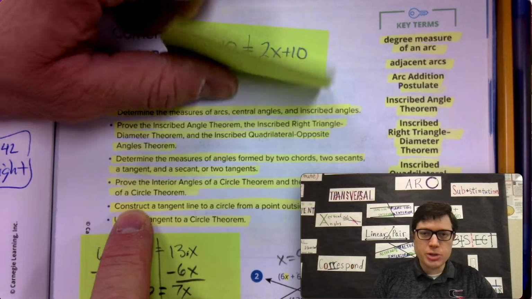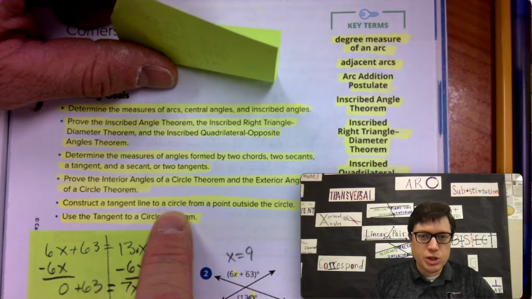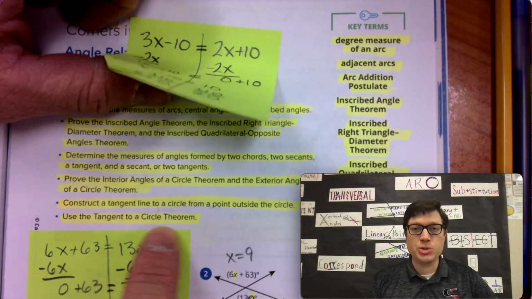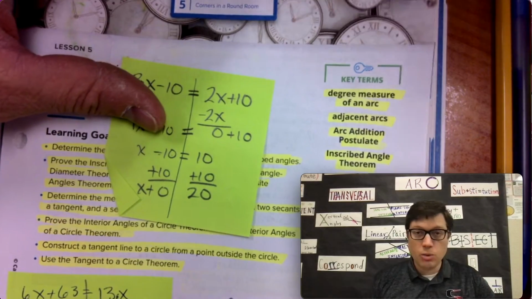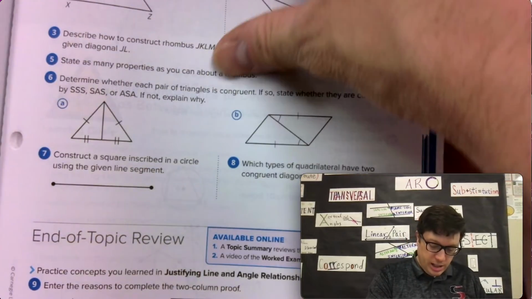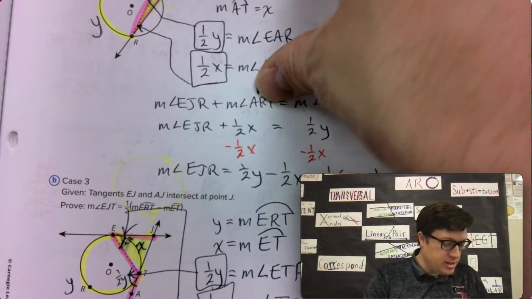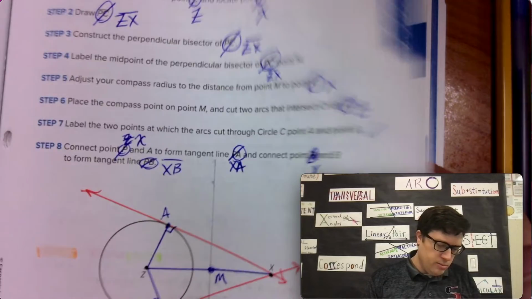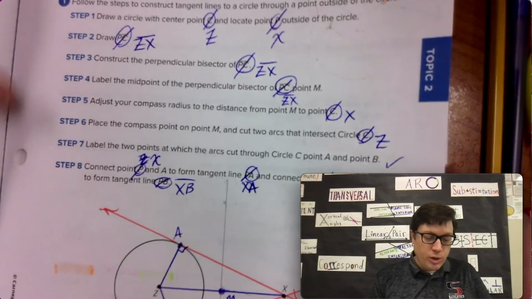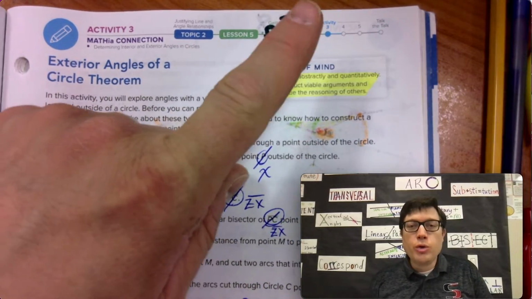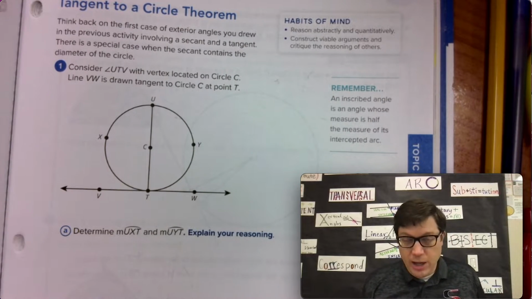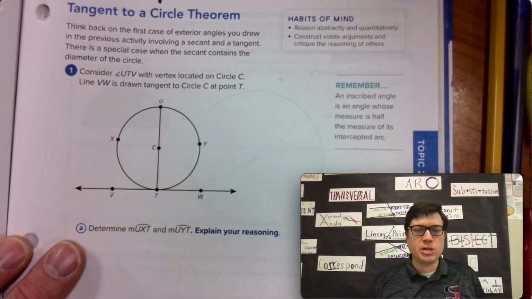We are going to construct a tangent line to a circle from a point outside the circle, and then we're going to use the tangent to a circle theorem. So we did the construct a tangent line when we were on the previous lessons, right? We did that, I think, on page 368 or 369. Specifically 367. But we're using the fact that when you create a tangent line to a circle, it creates some nice angles, some angles that we can continue to talk about.